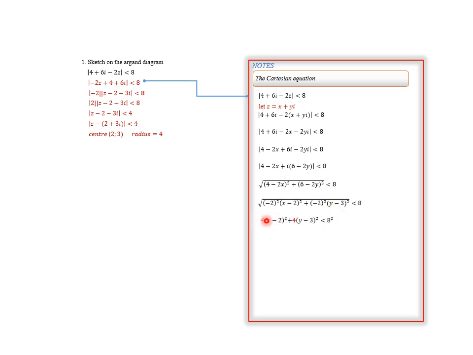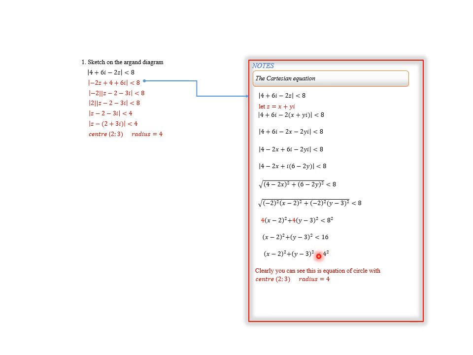Minus 2 squared is 4, and minus 2 squared on this part is also 4. Then we remove the square root, so it's going to be 8 squared. We can divide by 4. 8 squared is 64, and 64 divided by 4 is 16. Then we are left with x minus 2 squared plus y minus 3 squared less than 16. You can see now this is the equation of a circle, x minus 2 squared plus y minus 3 squared less than the radius squared. Your center is 2 and 3, and the radius is 4.